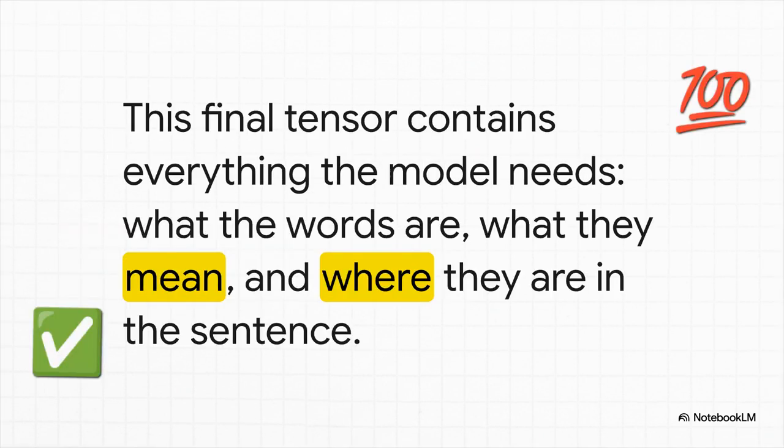And that right there is the final input. This tensor, this block of numbers, it contains everything: what the words are, what they mean, and where they are in the sentence. We started with just plain text, and now we have this rich numerical representation. We've basically taught a machine how to read.